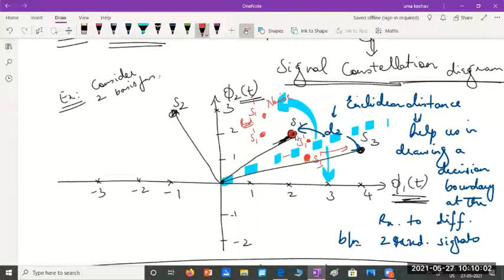So that is an error in decoding. It's an error in reception which should be avoided. Hope you understood the importance of this signal space diagram or the constellation diagram.